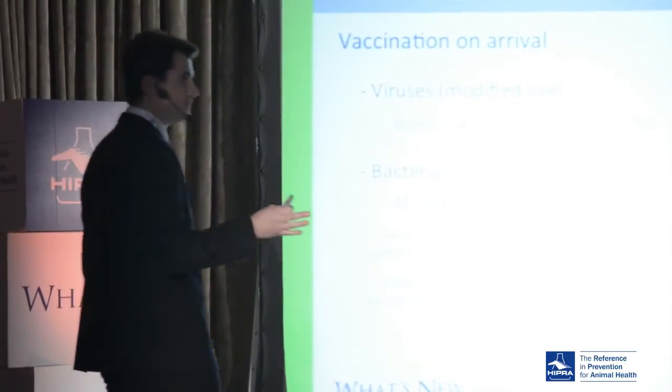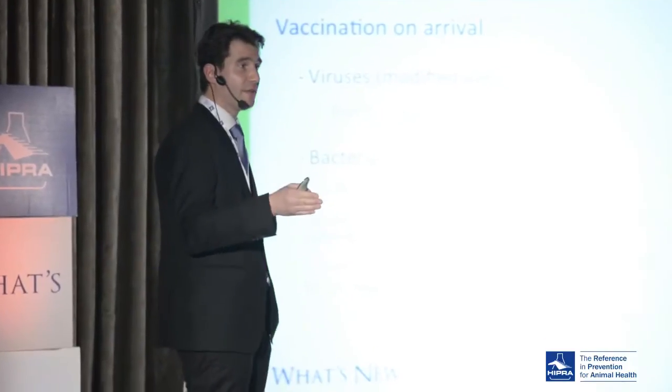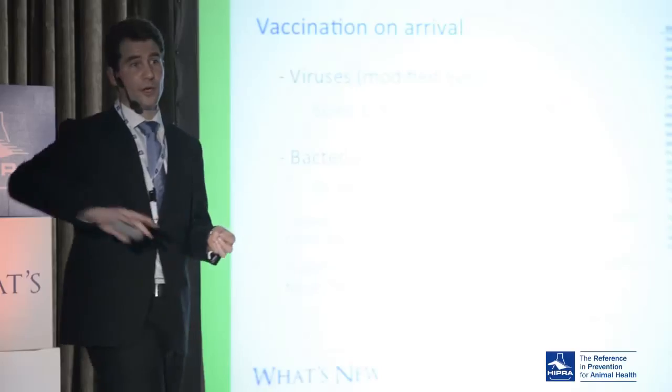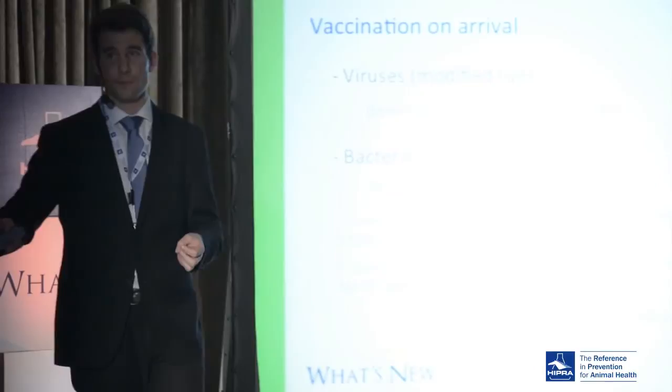Concerning vaccination, in North America, all or most of the cattle are vaccinated on arrival with modified live vaccines containing IBR, BVD type 1, type 2, PI3, and BRSV. In addition, most of them are also vaccinated with bacterial vaccines, including Mannheimia haemolytica, Pasteurella multocida, plus or minus also H. somni. I'll talk about H. somni in the second part of my presentation.